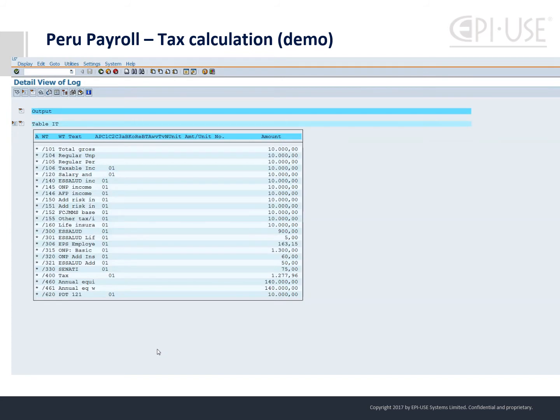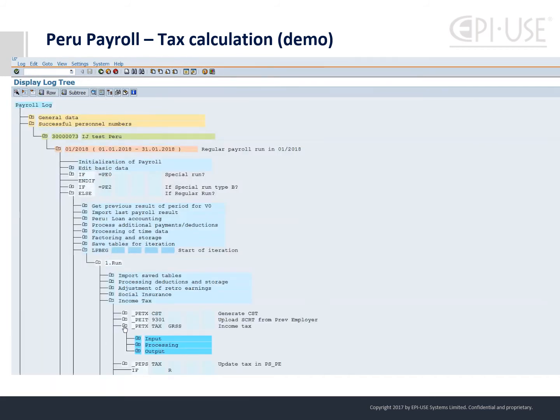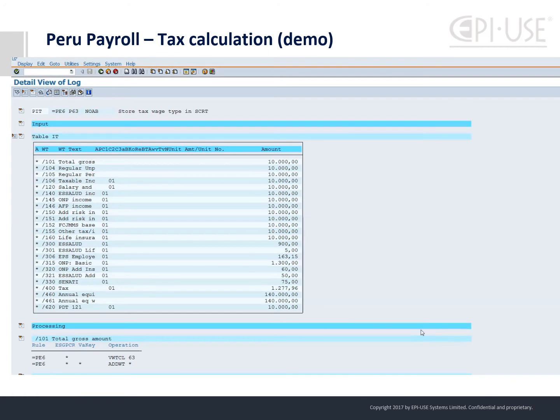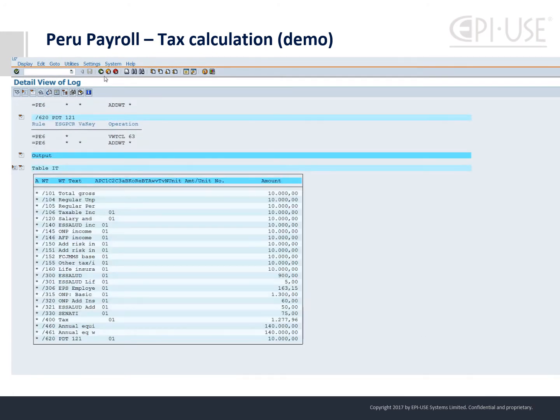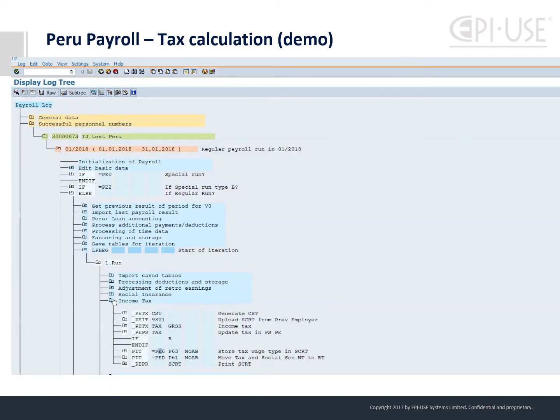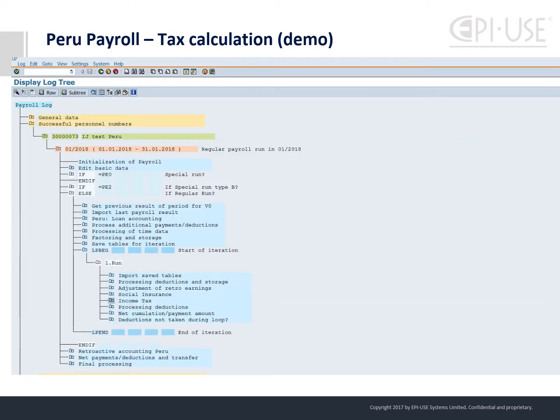So in this log we can actually see how this tax was calculated. And in the output, we can see the input table now has new tax wage type added to it, the tax wage type, annual equivalent, and all the relevant PDT codes. And thereafter, there's a couple of other steps with different rules to store wage types based on processing classes. So all of this one can also follow in the log, in the payroll log for income tax.